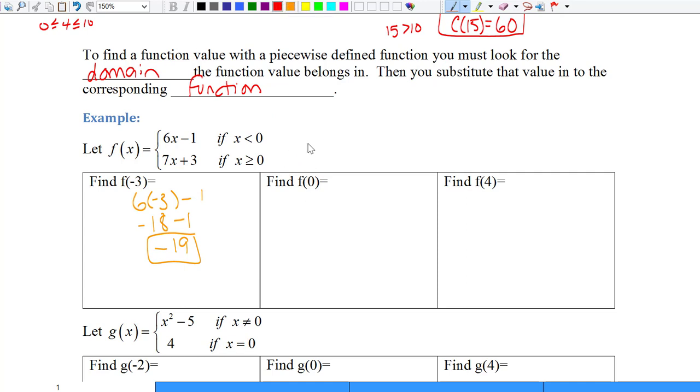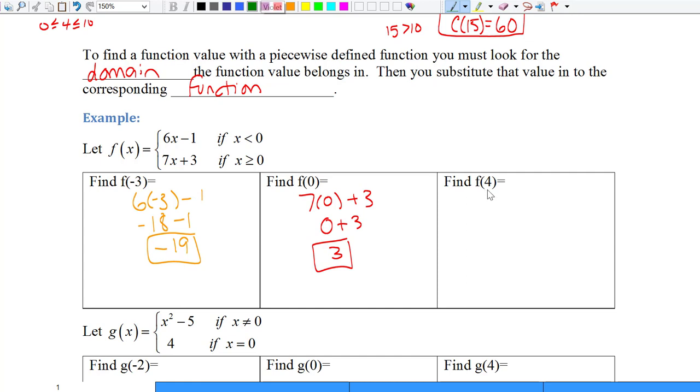The next one, f of 0. This is a tricky one. Is 0 less than 0 or is 0 greater than or equal to 0? It has to be the second one, and the second one is true because of the or equal. 0 isn't greater than 0, but 0 is greater than or equal to 0. So therefore, I'm plugging it into the second function, which is 7 times x plus 3. But my x is 0, so that's 0 plus 3. Okay, so notice I'm doing the domain first.